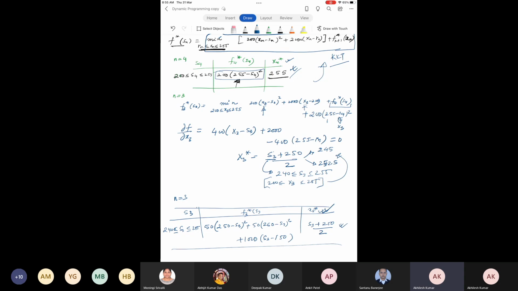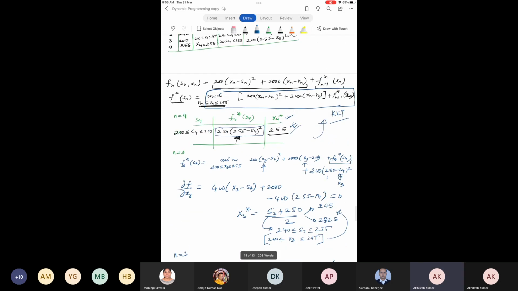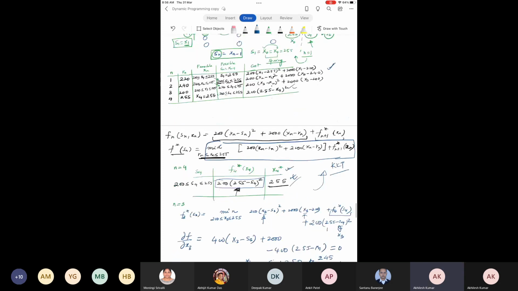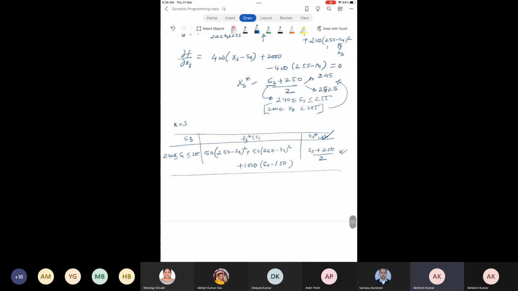It is a little complicated, I mean not complicated, it is more time consuming. I want you to try n equals to 2. Same procedure. You have to look at this table and see what you want to minimize. So when you use F3 star of S3, this is the expression you need to use for F star n plus 1. All this will be your future contribution, and then state 2 immediate contribution. Give it a try, and if you can find the solution, you should get X1 star equals to 247.5.